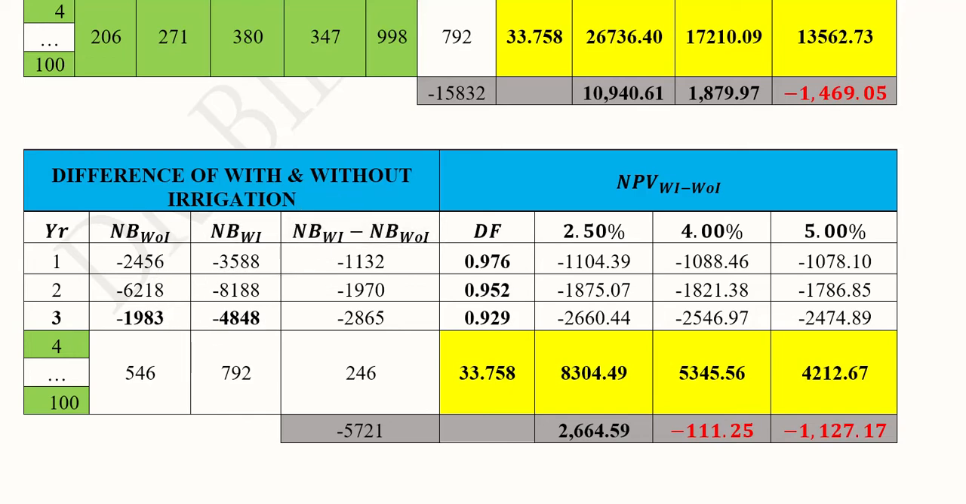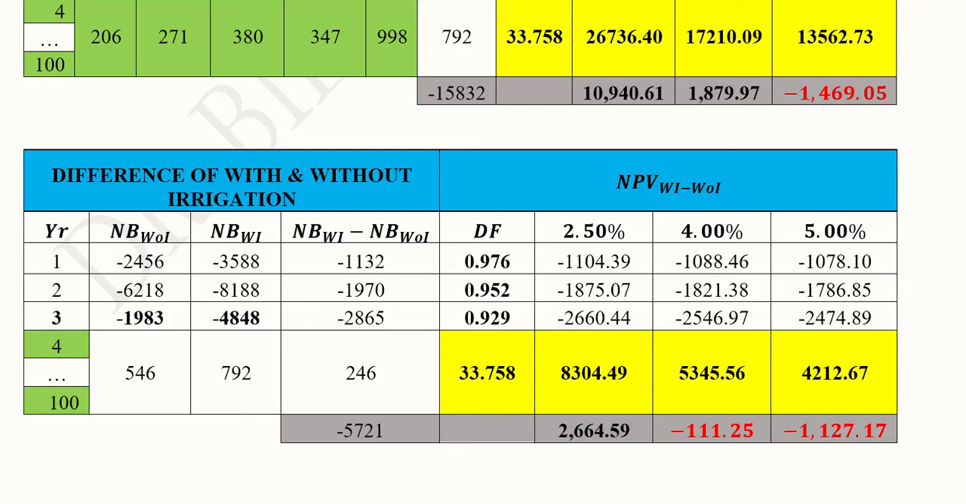Then we have taken the difference of the two and we have a negative value as the sum of the two. Then we use the discounting factor at 2.5, 4 and 5 and find the NPV by multiplying the differential of the two net benefits. We find these values. So we see that for the first possibility of the discount rate it is positive, but it turns negative here and there. So we know that the growth rate of return, the discount rate where it breaks even, is somewhere in between 2.5 and 4%.